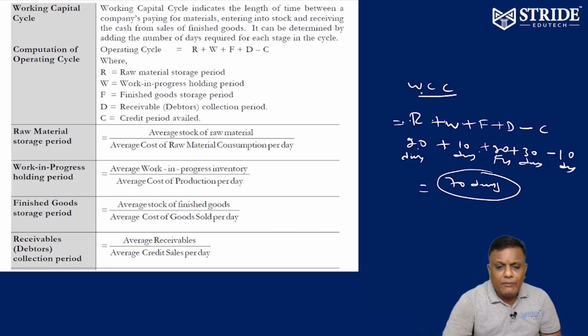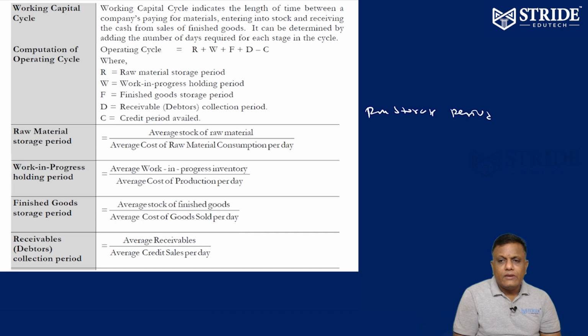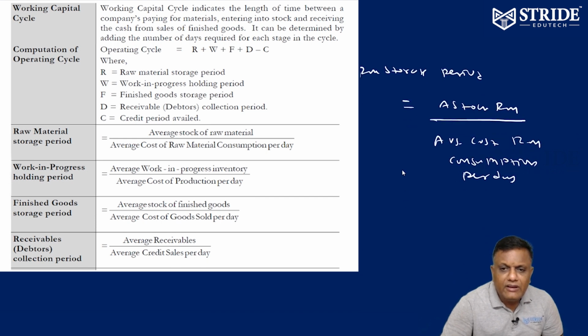Next, how to find raw material storage period? This is very important. You must know how long we have to keep our raw material. Raw material storage period is equivalent to average stock of raw material by average cost of raw material consumption per day. So you can find the raw material storage period.